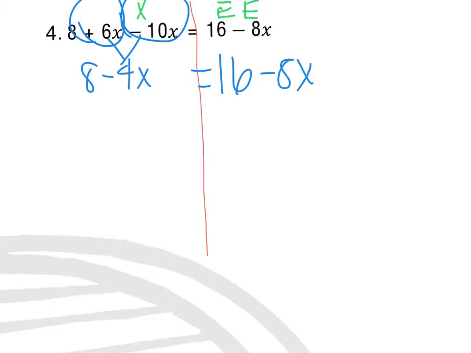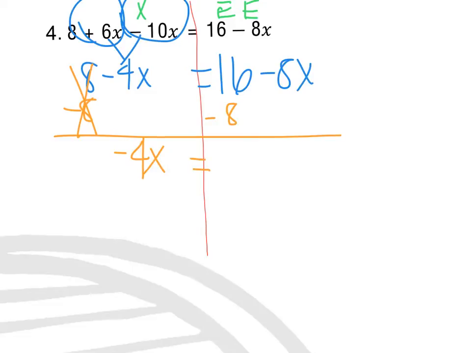The first of those things that needs to move is this plus 8. To get rid of a plus 8, I'm going to minus 8. If I do something to one side, I have to do it to the other. So 8 minus 8, those are going to cancel. I'm left with negative 4x equals 16 minus 8 is 8 minus 8x.